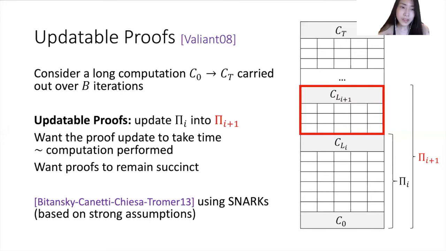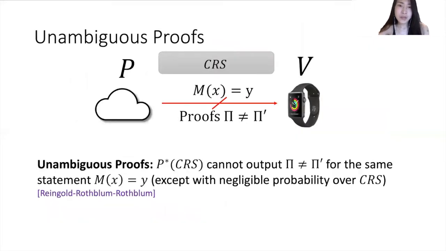And previously, the constructions of updatable proofs were based on SNARGs, which we only know under pretty strong assumptions, whereas today we'll construct updatable proofs from a falsifiable assumption. The second notion we're after is the notion of unambiguous proofs. We say that the delegation scheme has unambiguous proofs if it's hard for a prover to generate two different accepting proofs for the same statement.